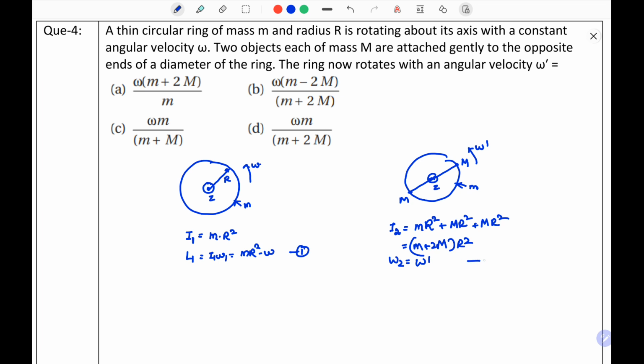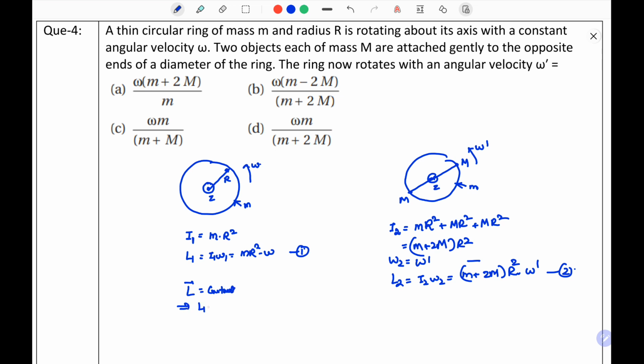So we have to find this omega dash, and moment of inertia we have calculated. Therefore angular momentum in second case will be equal to I2 omega 2, and it will be equal to m plus 2 capital M into r square. This is the moment of inertia into omega dash. This is equation number 2. Because the objects are attached gently, there is no torque. Because torque is 0, therefore angular momentum will remain conserved or constant.